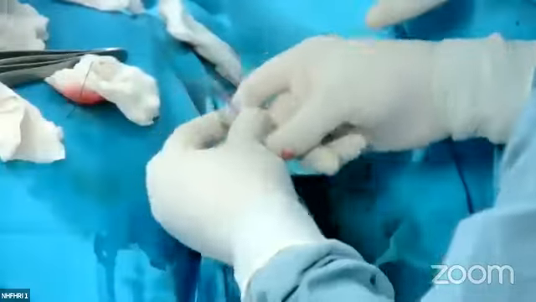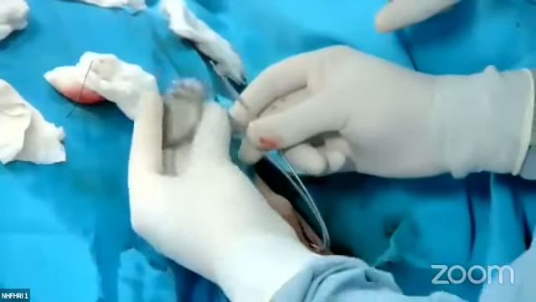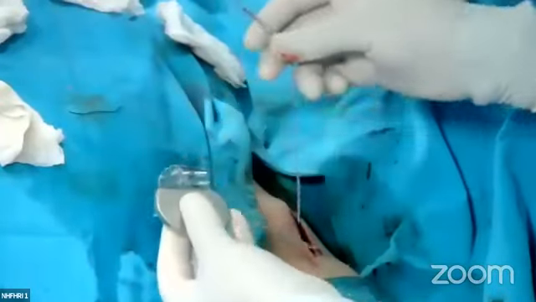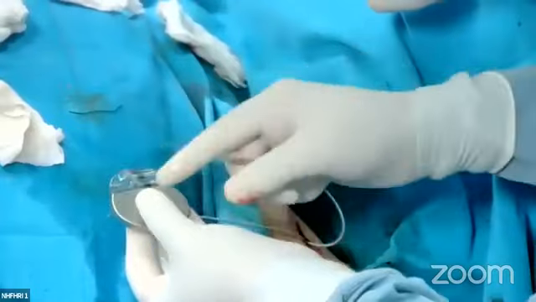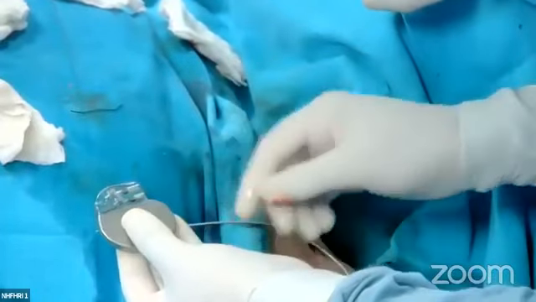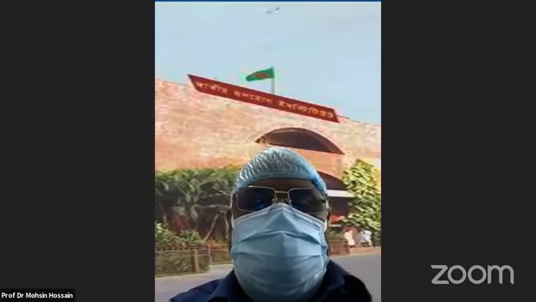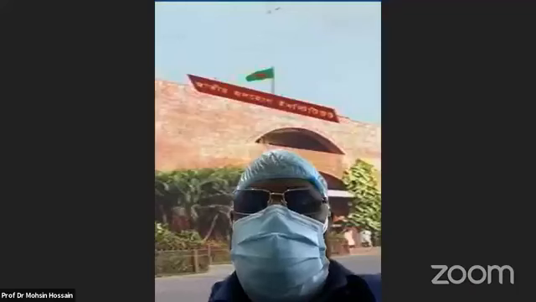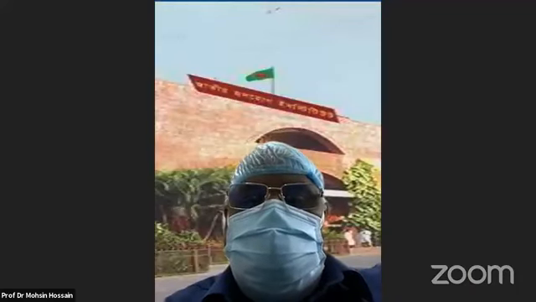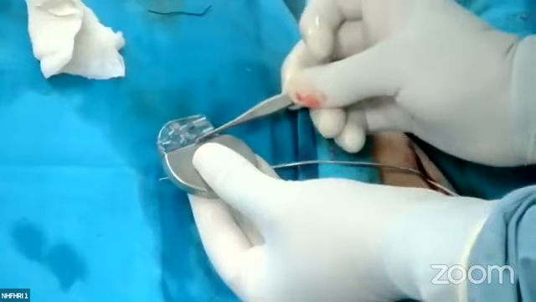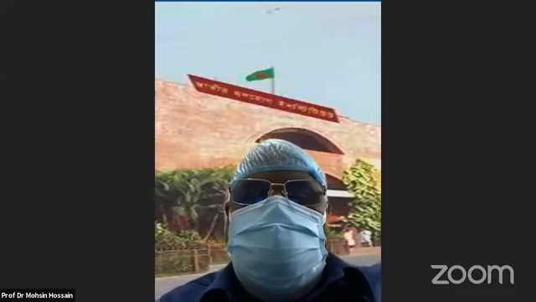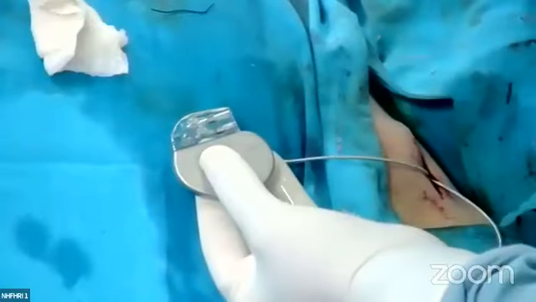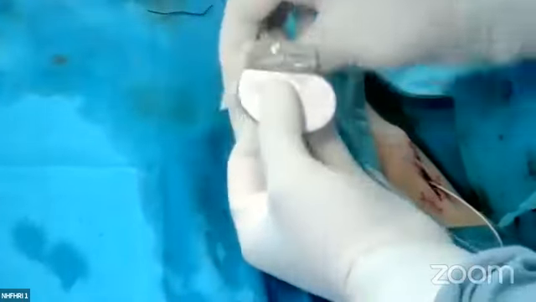So this is the generator. I want to ask another question for the students. This is the generator, a dual chamber generator. The mark is V on the lower one; the lower one is the ventricle. This is the lower port for the ventricle. This is the upper port for the atrium. So the ventricular lead, I am putting first.